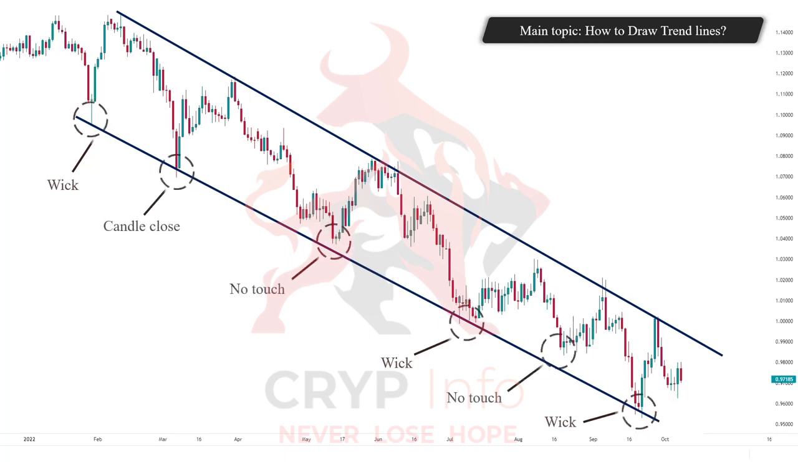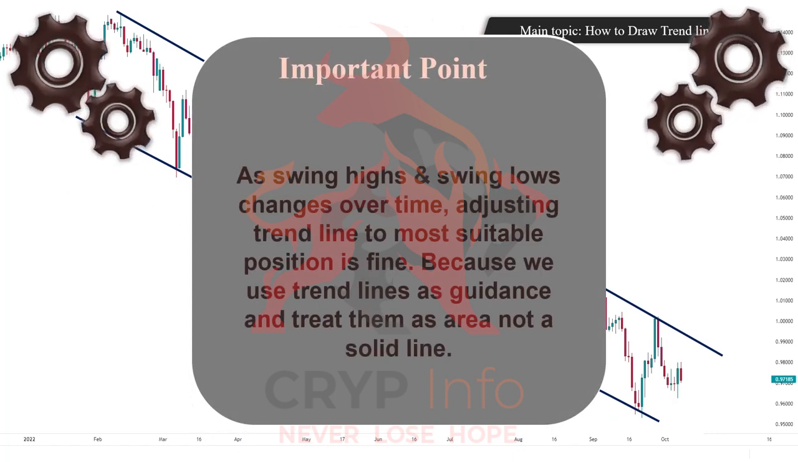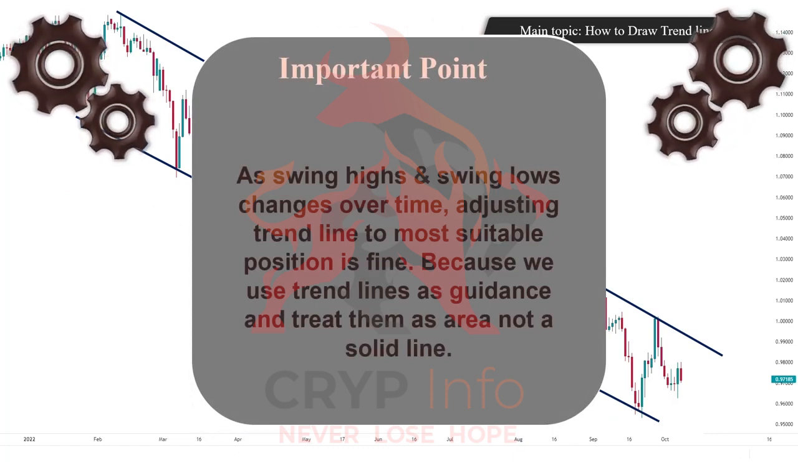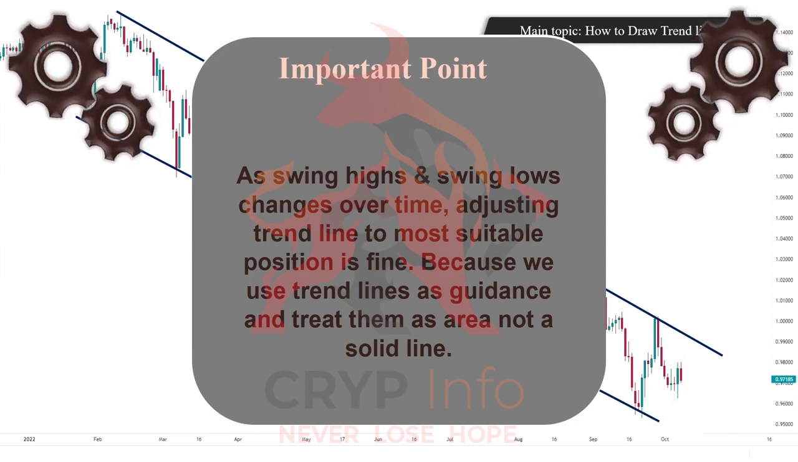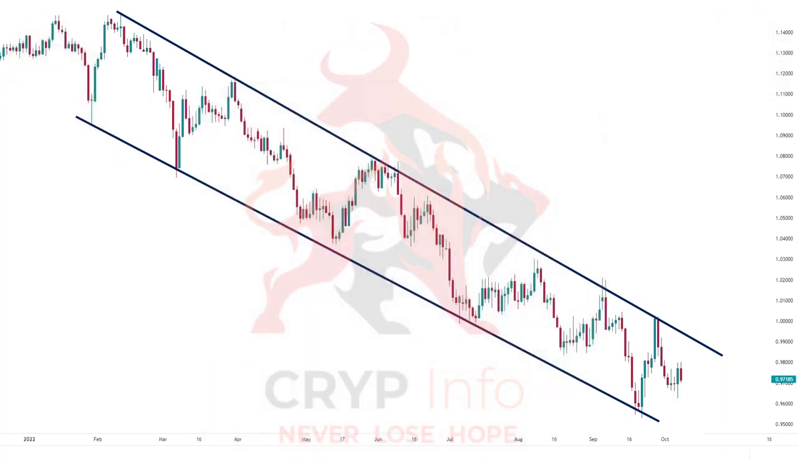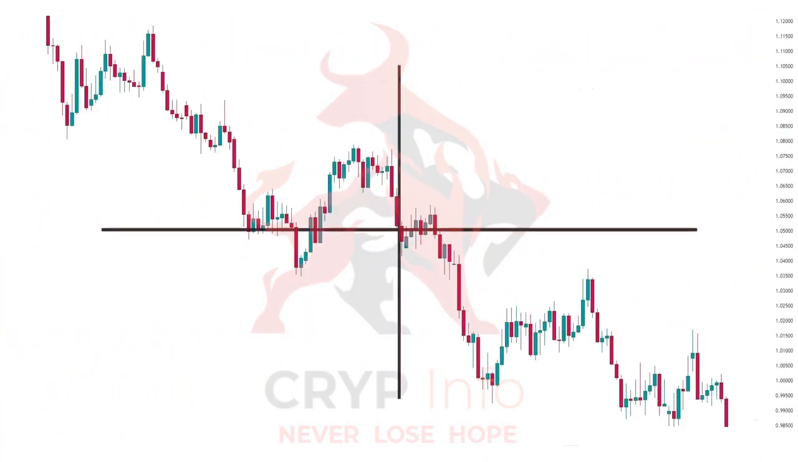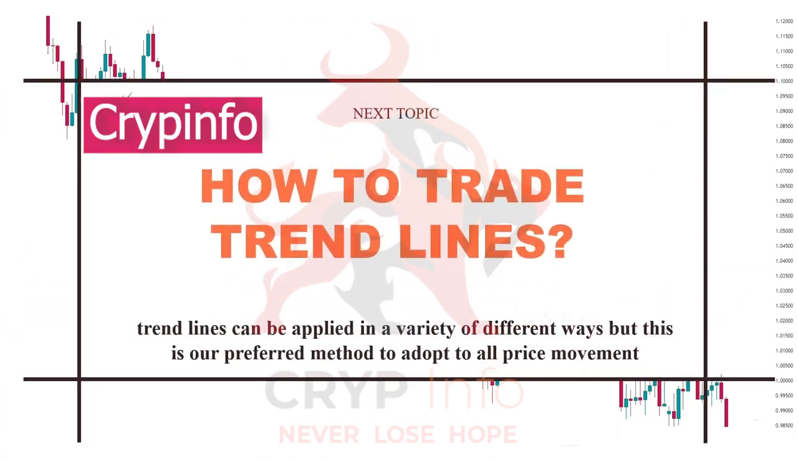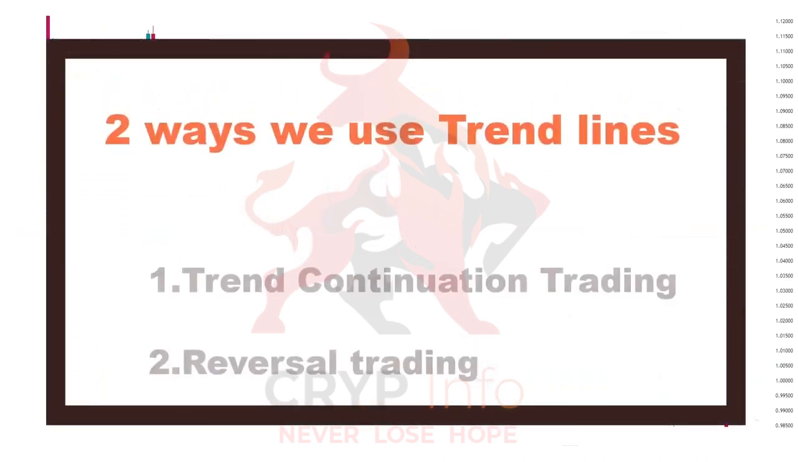So here comes an important point. As swing highs and swing lows change over time, adjusting the trend line to the most suitable position is fine. Because we use trend lines as guidance and treat them as an area, not a solid line. Now that you know what trend lines are and how to draw them, let's jump into the strategies of using them in combination with price action. We combine trend lines with price action in two major ways.